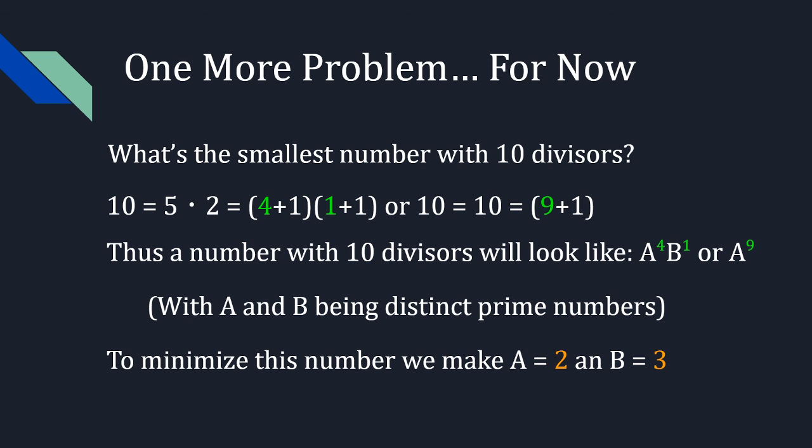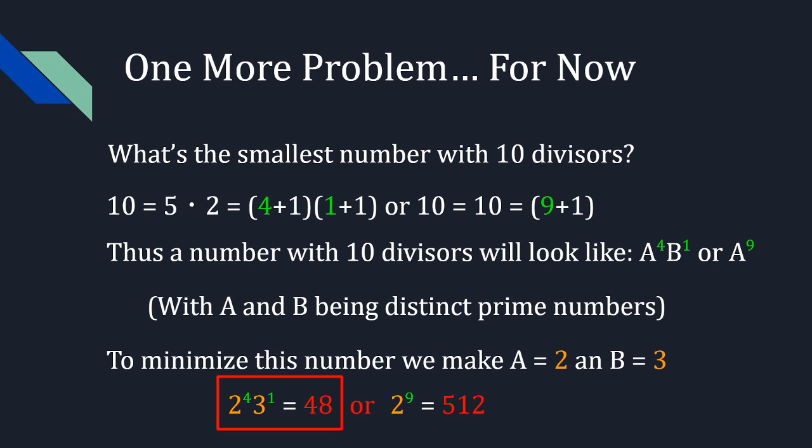So going backwards, we know a number with 10 divisors will be in one of these two forms. And if we minimize a and b, because we want the smallest number with 10 divisors, we make a 2 and b 3 because those are the smallest prime numbers, right? We're going to get 48 and 512. And obviously 48 is smaller than 512, so that's our answer. Okay, that wasn't too bad, right?